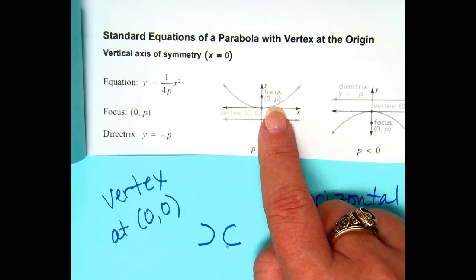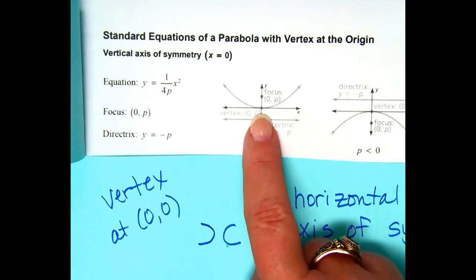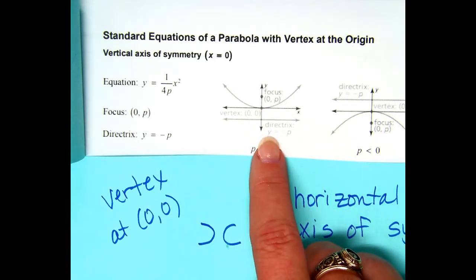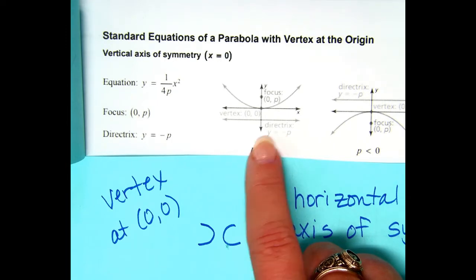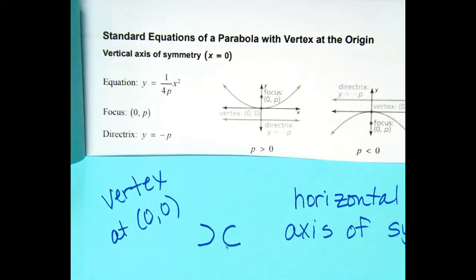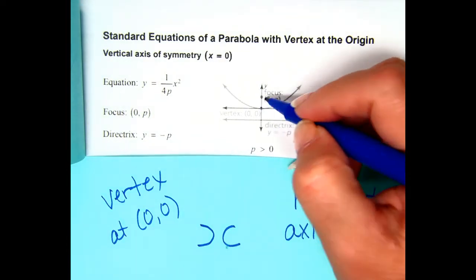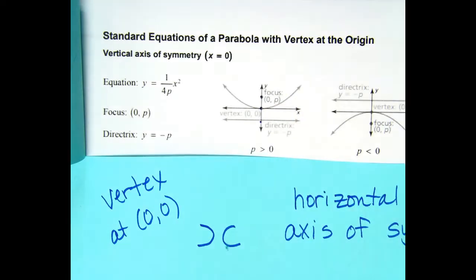P, right? It's p distance away, right? Well, if the vertex is 0, 0 and the directrix is y equals negative p, how far away is the directrix from the vertex? Also p, right? We're talking about distance. So even though it's down, we still should say it's p, right? So the distance from the vertex to the focus and the distance from the vertex to the directrix is p.